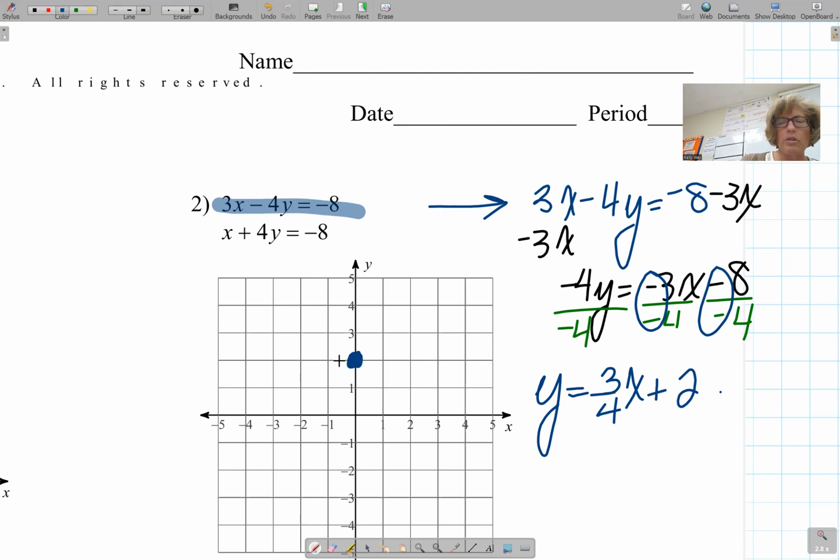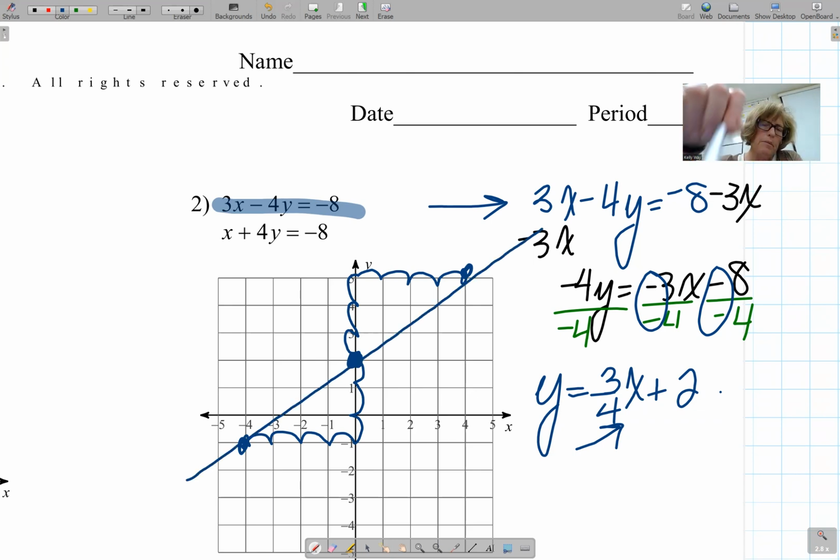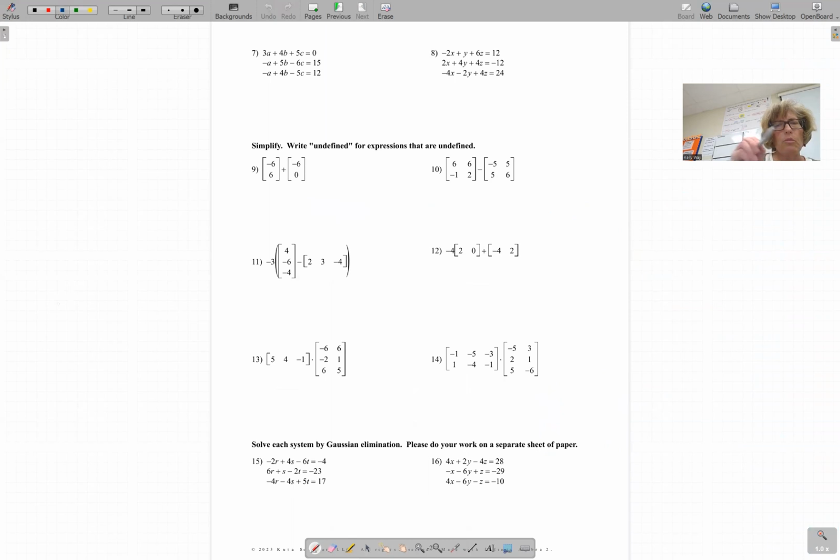Now I'm going to graph that. +2 on the y-intercept. And it is a positive tilting line going up from left to right. Up 3/4. Or I could go down 3/4 this way. Either way, you're going to get the same line. So that's the first line that I have in blue. Next one here, I have in red.